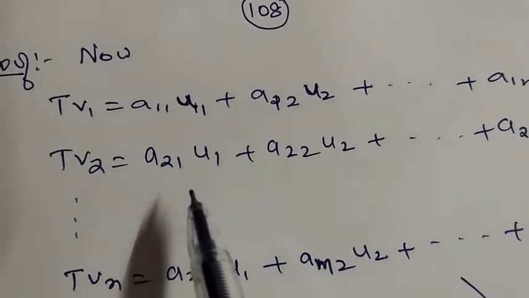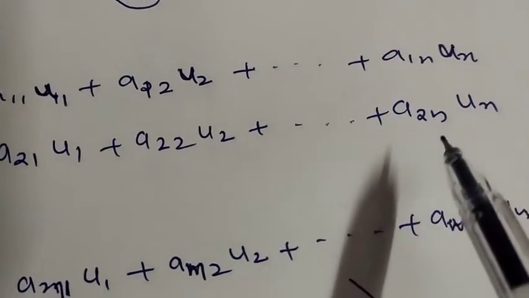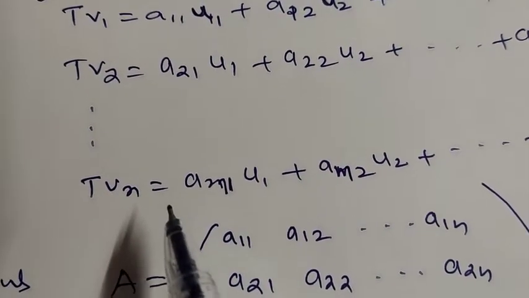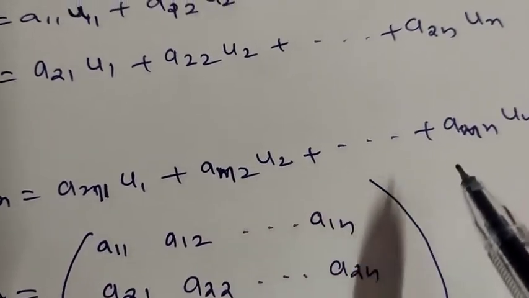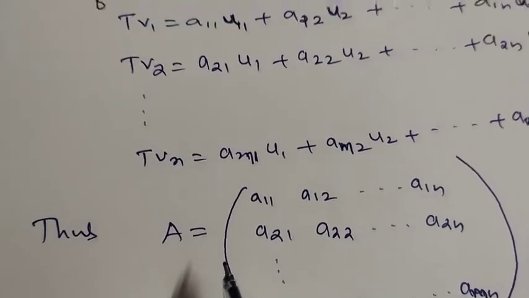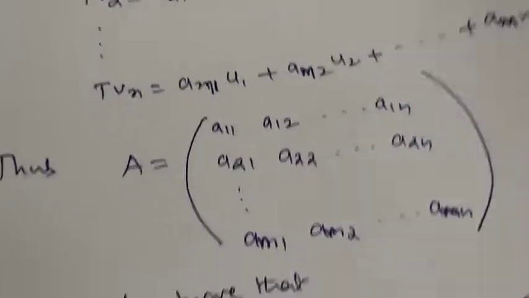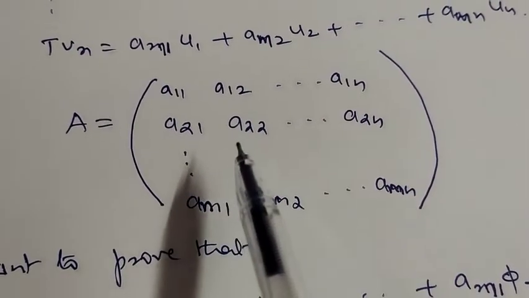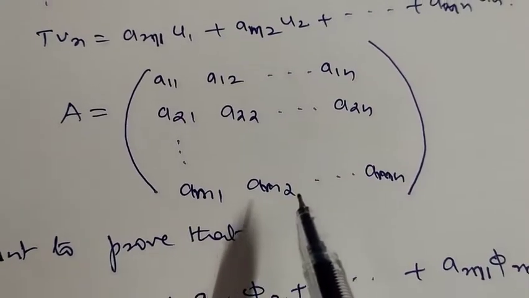Next, T of V2 is A21 U1 plus A22 U2 etc. plus A2n Un, and so on. Similarly, T of Vm can be written as Am1 U1 plus Am2 U2 etc. plus Amn Un. Therefore, the matrix of T will be A, with rows A11 A12 etc. A1n, A21 A22 etc. A2n, and Am1 Am2 etc. Amn.